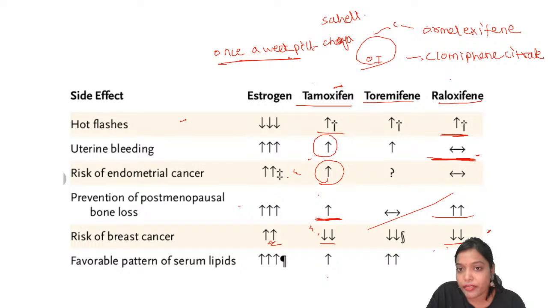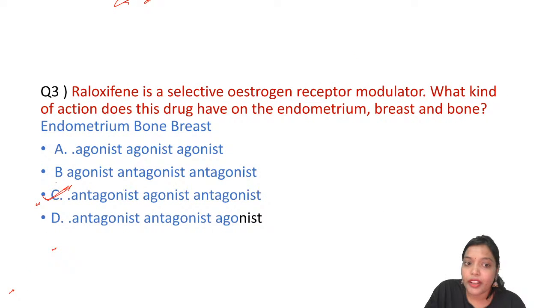Tamoxifen and raloxifene both have a favorable pattern on serum lipids, but raloxifene actually has a chance of venous thromboembolism. It's not so favorable on the serum lipids. Raloxifene increases the risk of venous thromboembolism. That is one side effect associated with raloxifene. So you are all correct by answering antagonist, agonist and antagonist. But please remember raloxifene has a side effect of venous thromboembolism.